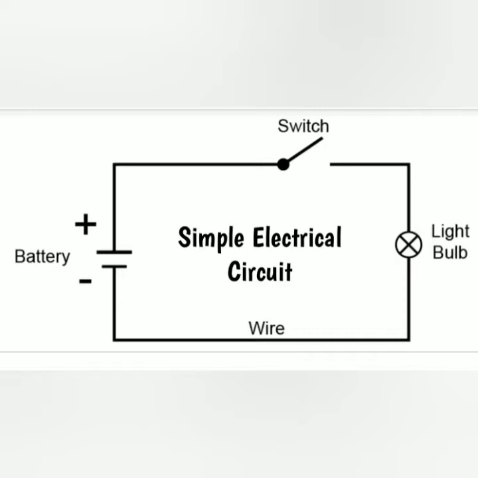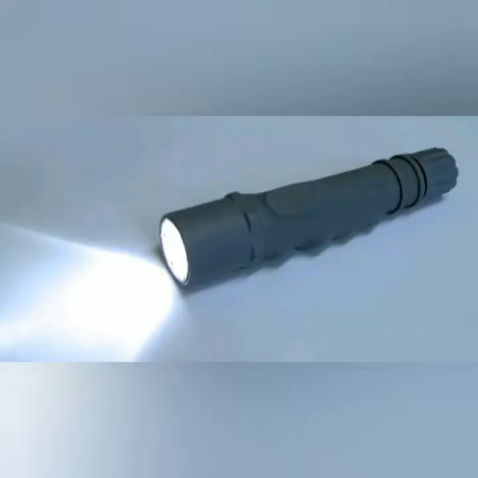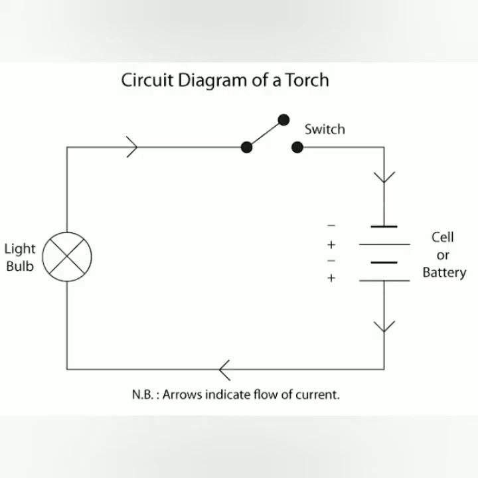Now, let us consider a very simple example to understand electric circuit. In a torch, a switch provides a conducting link between a battery and a bulb. When the switch is turned on, an electric current flows through the bulb and it gives light. Such a continuous and closed path of an electric current is called an electric circuit.